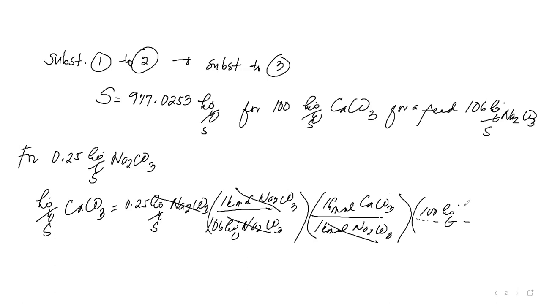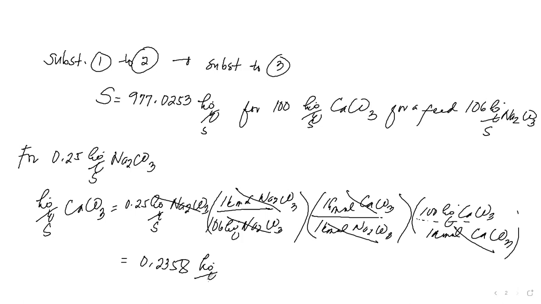So kilogram calcium carbonate to kilomole calcium carbonate. So we cancel this. So in here, we'll be able to get the amount of only very small, 0.2358 kilogram per second calcium carbonate. So if you have only processed this much of feed, this is only the solid amount that you will produce.